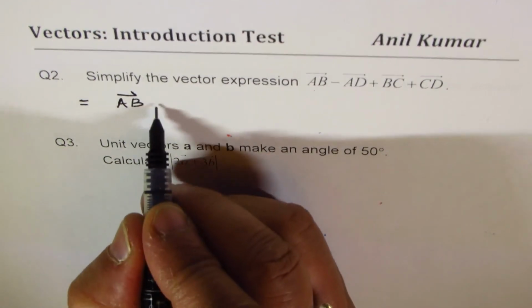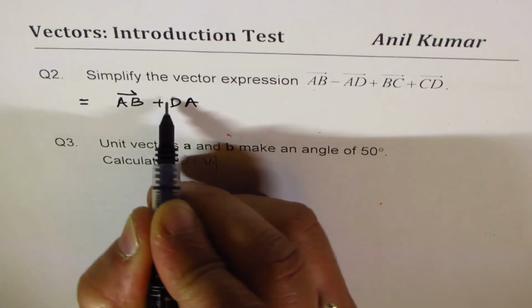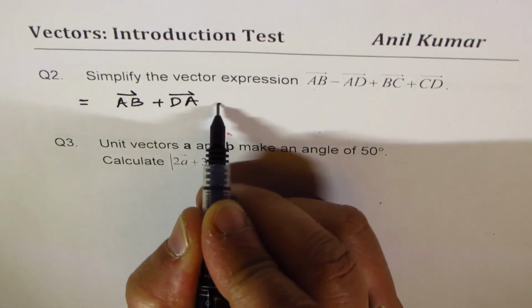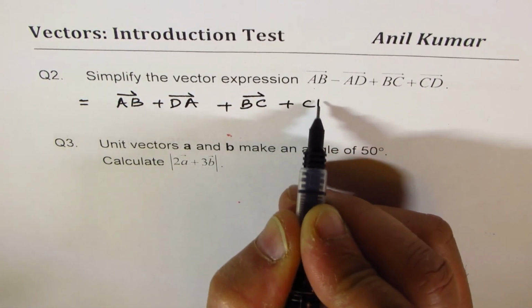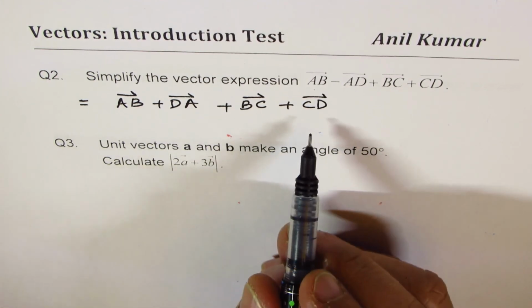Negative AD could be written as positive DA, correct? So that is the first change which we made. Copy the rest as such. So that should be the first step.